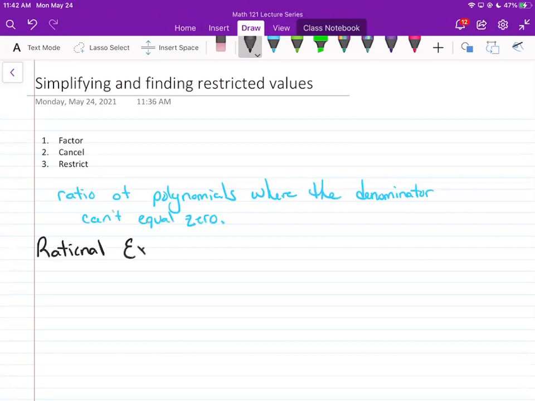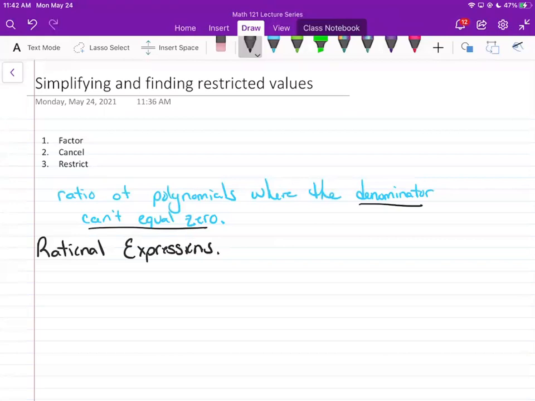Remember, rational numbers are those that can be written as fractions. So here we are just taking polynomials now and putting them into fractions. We're going to look at simplifying rational expressions and finding the restricted values to keep that denominator from equaling 0 in this video. There are 3 steps for simplifying rational expressions.